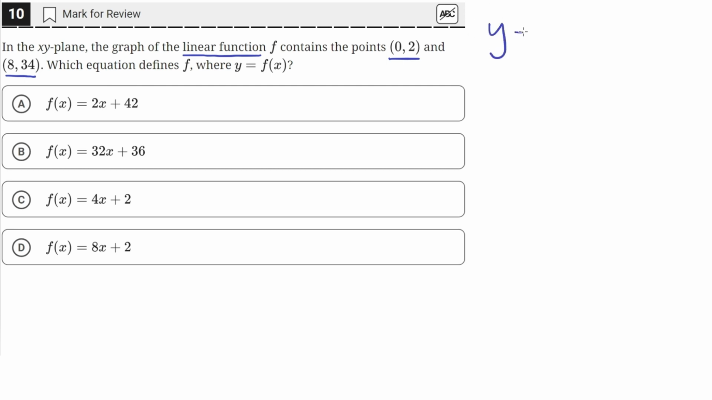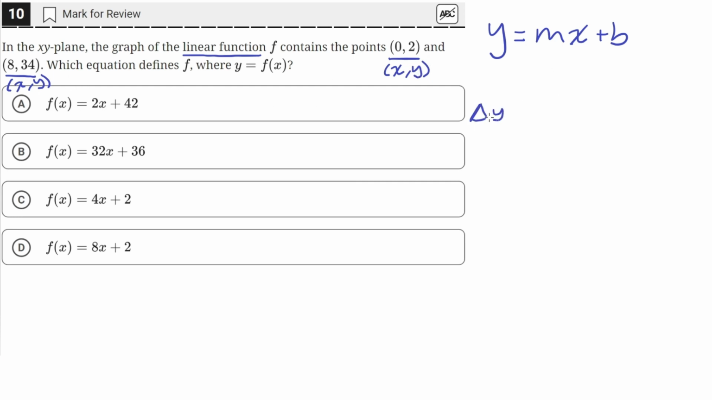So a linear function has the form y equals mx plus b, where m is the slope, the rise over the run, and b is the y-intercept, the y-coordinate of the point of intersection between the line and the y-axis. So to find the slope, we need to find the rise over the run, which is the change in y over the change in x. They give us x, y coordinates for both of these points, and we can find the slope by dividing the change in y over the change in x.